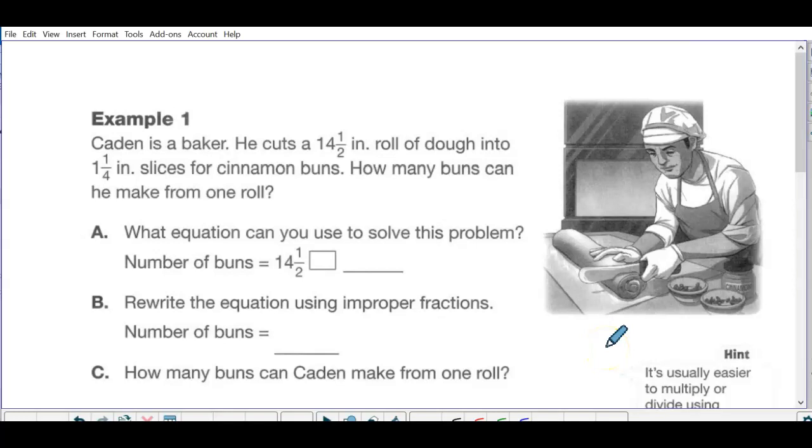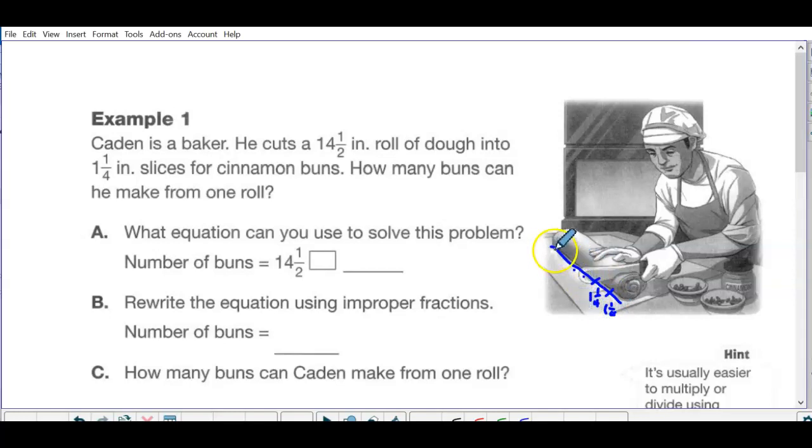Then this example here, Caden is a baker. He cuts a 14.5-inch roll of dough into 1.25-inch slices for cinnamon buns. That's often how they're made. How many buns can he make from one roll? So think about this. This 14.5 is the whole distance here. And how many 1.25s will he get, right?